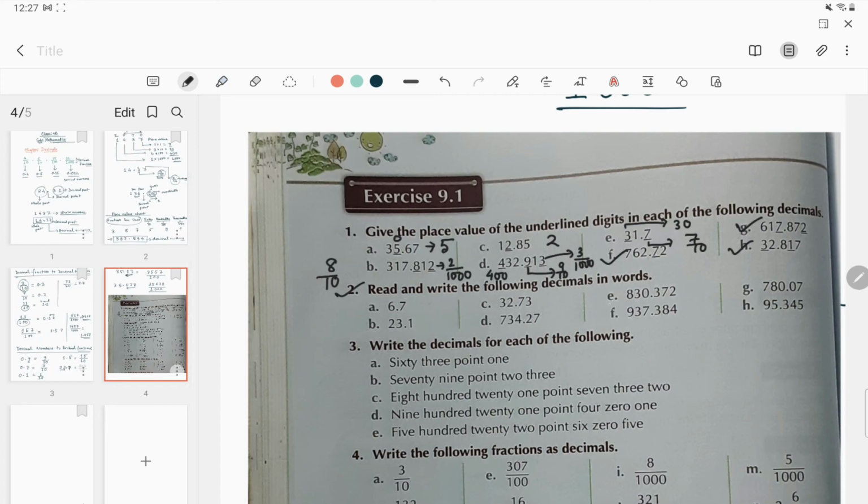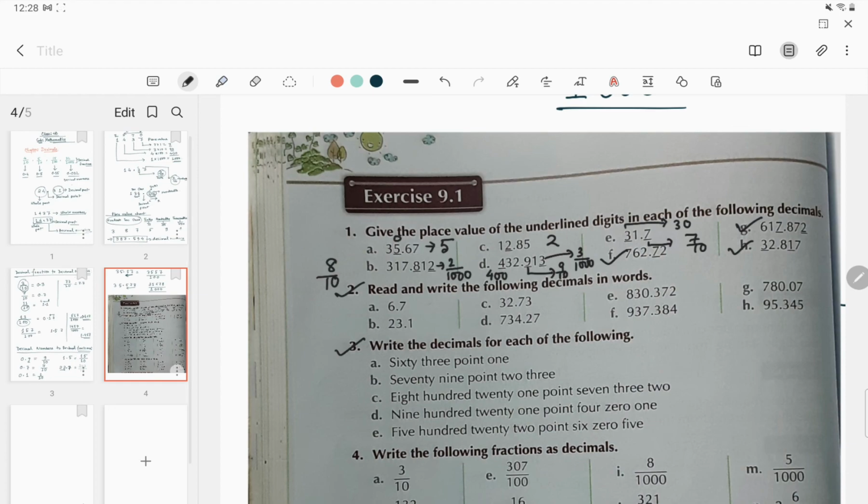Read and write the following decimals in words. So 6.7, you have to read as 6.7. Question number B, 23.1. Question number C, 32.73, or you can write it as 73 hundredths, or you can write 7 tenths 3 hundredths. Question number D, 734.27, that is 734 and 27 hundredths. Okay, so similarly you can solve the rest of question number 2.